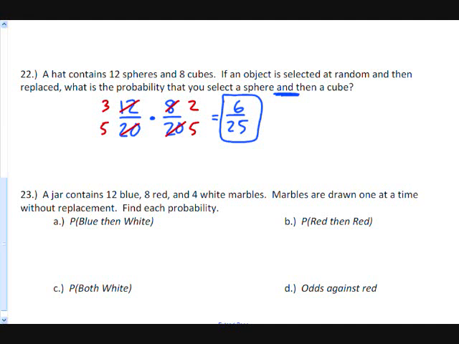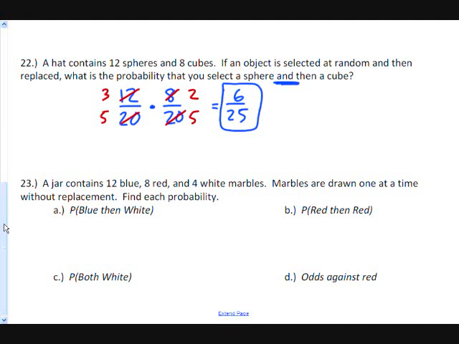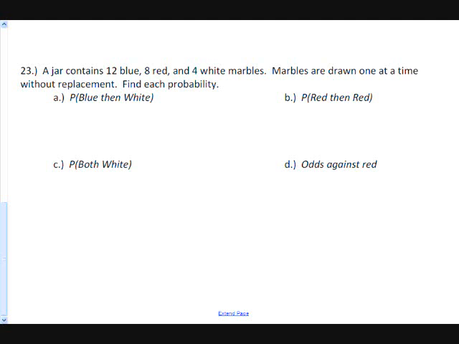Okay? In number 23, we've got a couple different questions we're being asked about this scenario. It says a jar contains 12 blue, 8 red, and 4 white marbles. Marbles are drawn at random without replacement. So without replacement means we pull them out and we don't put them back.